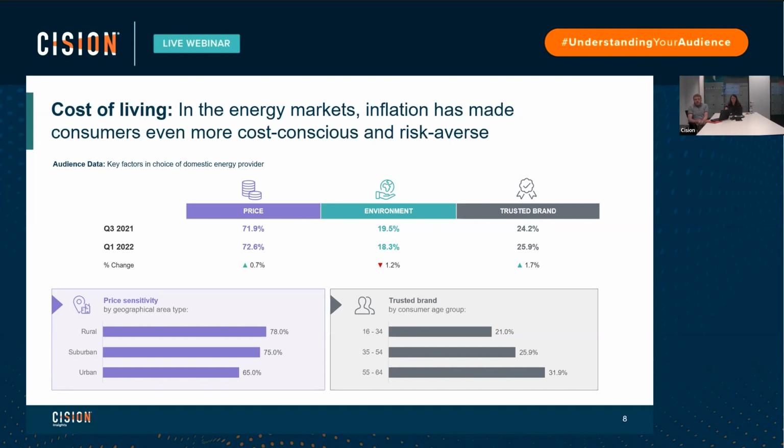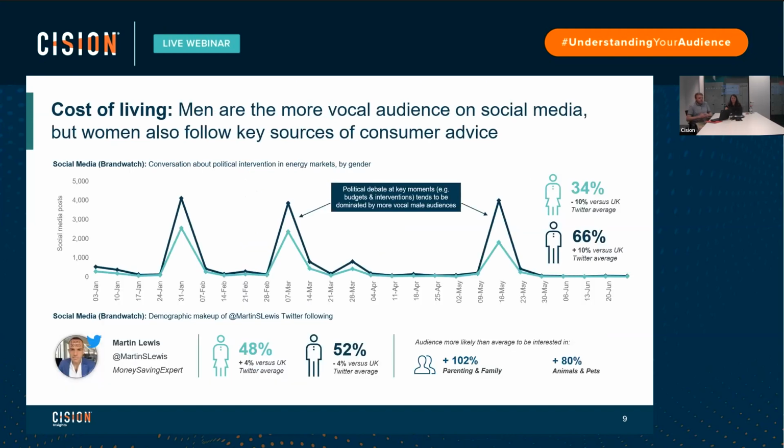You can see 55s to 64s are far more likely to say that they're concerned about using a trusted brand than the 16 to 34 audience. So that's a great idea of the type of thing that audience data is able to show us.